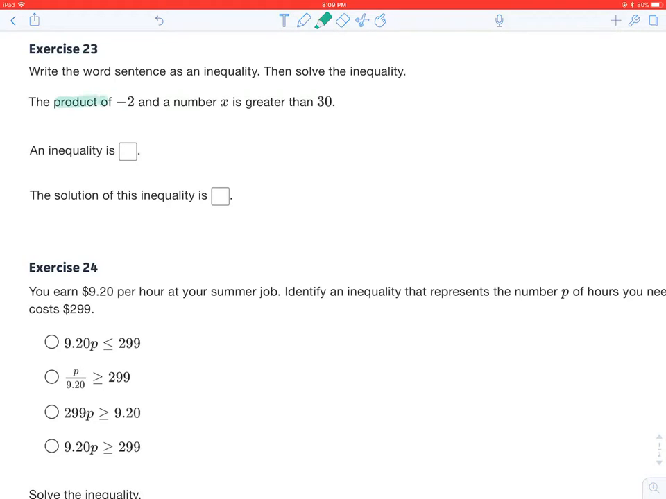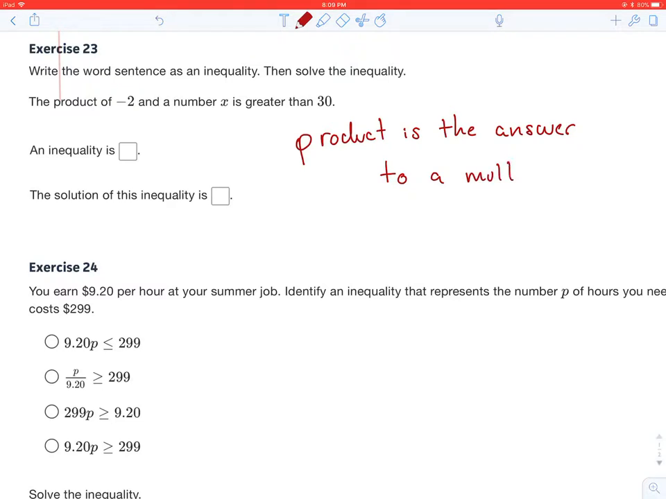For exercise 23, the only question I think you may have is what is a product? The product is the answer to a multiplication problem. So what this is telling me is that the product of negative 2 and a number x is greater than 30. This is the product, so that's what goes on the right side.